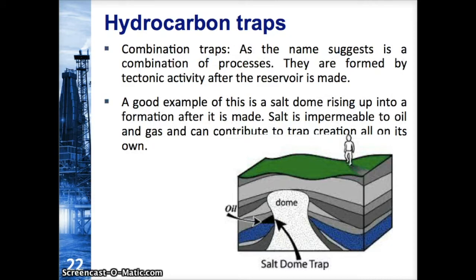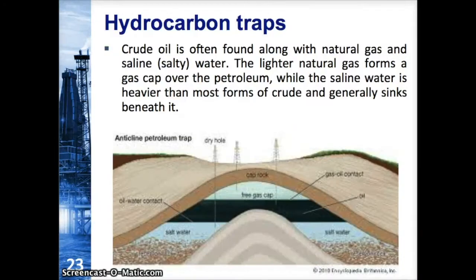And the last type is the combination trap, and as the name suggests, it is a combination of processes which form through tectonic activity, and a reservoir is made. As I mentioned earlier, the anticline trap is probably my most discussed, basically because it's a nice simple diagram to explain and understand. First you have right here, you have the cap rock, which encapsulates all the oil from the reservoir rock. And so the reservoir rock is through here.